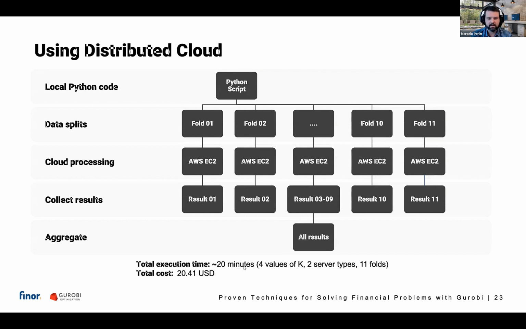So, in the end, this is the nice thing, we were having so much trouble running this on a local computer, but when you go to the cloud, basically we ran everything. I mean, 4 values of K, 2 server types, 11 folds in around just 20 minutes. So this was a really amazing result.